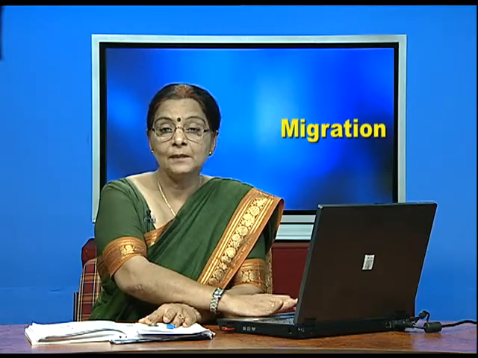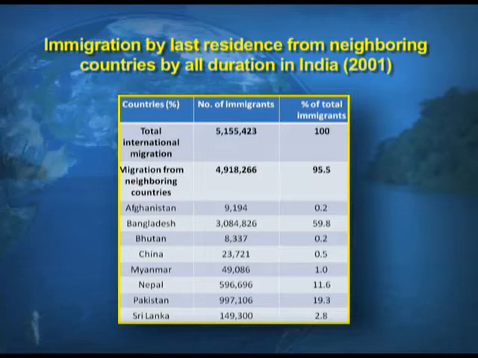And the refugees also came from different parts, that is from the Tibet area, from Sri Lanka, and even refugees from Bangladesh and Afghanistan, accounting for 0.16 million of the migrants. Now, children, just look at the screens and you can have a tabular view of the migrants. It says that in the international migration, the migration from the neighboring countries was 95.5%. And as I've already told you, the neighboring countries are Afghanistan with 0.2% of the migration, and the maximum migration, as you can see in the table, children, is from Bangladesh accounting for around 60%, Bhutan 0.2, China 0.5%, Myanmar 0.1%, Nepal 11.6, Pakistan 19.3, and Sri Lanka 2.8.